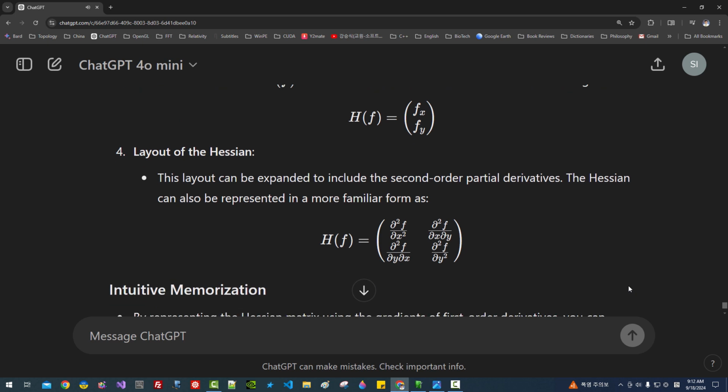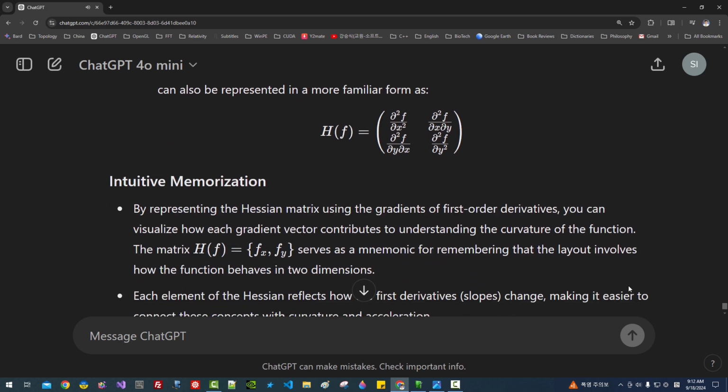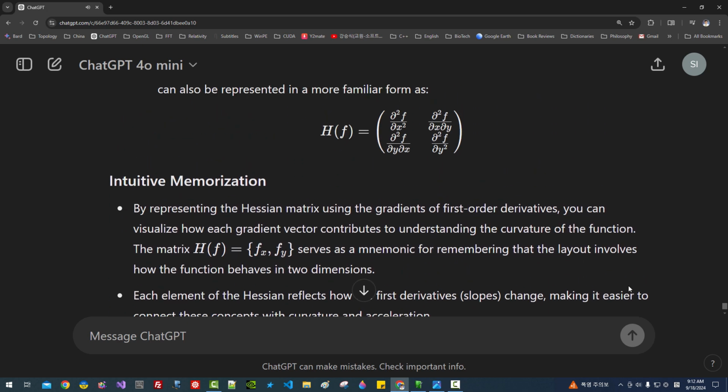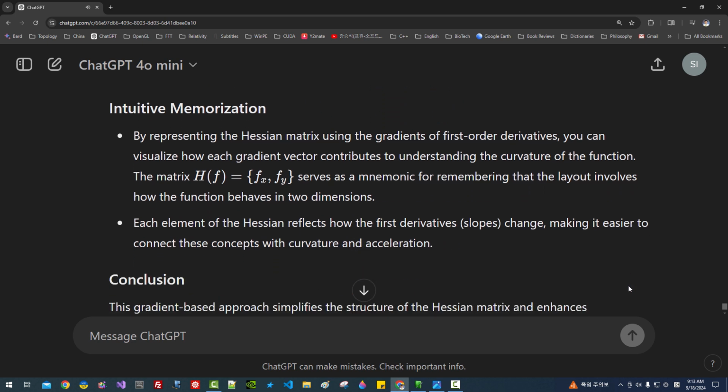4. Layout of the Hessian. This layout can be expanded to include the second-order partial derivatives. The Hessian can also be represented in a more familiar form as H_f equals the matrix with the second partial of f with respect to x squared, the mixed partial with respect to x and y, the mixed partial with respect to y and x, and the second partial with respect to y squared.